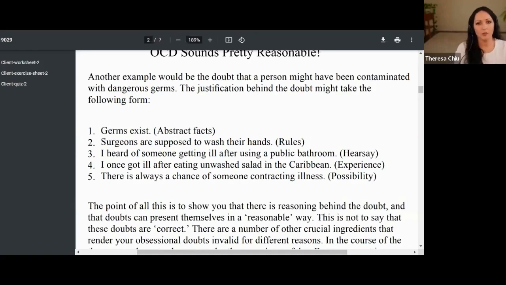So this is what we're looking at today. We're saying these doubts don't come out of nowhere. They're not random thoughts that everyone has. I-CBT is saying that your obsessional doubt actually is arrived at because of these reasoning categories.